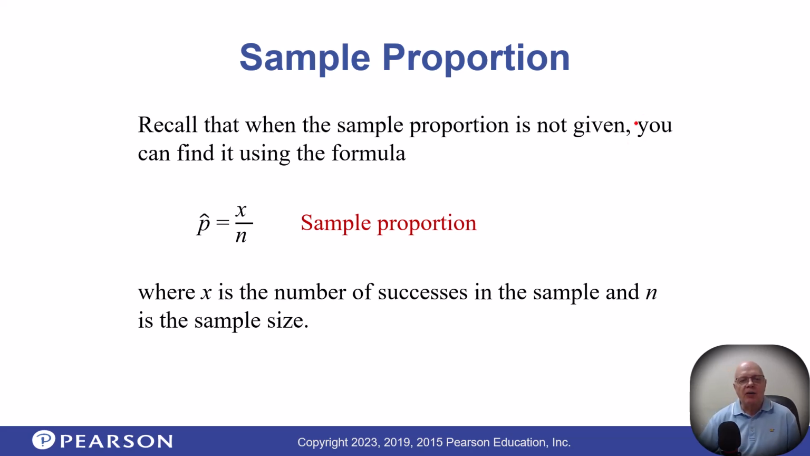Now, just a reminder, we've done this before, several chapters before. To get that p-hat that we needed, we find it by taking the number of items that was selected out of our sample and change that to a percent, and then change that back to a decimal. That's our sample proportion. X is successes, N is the sample size.